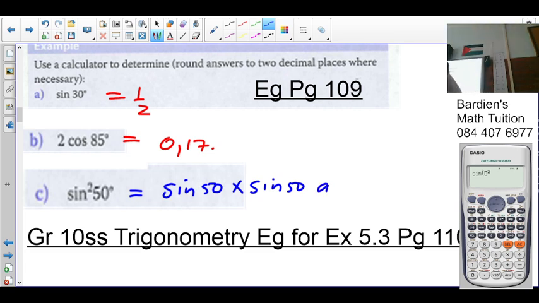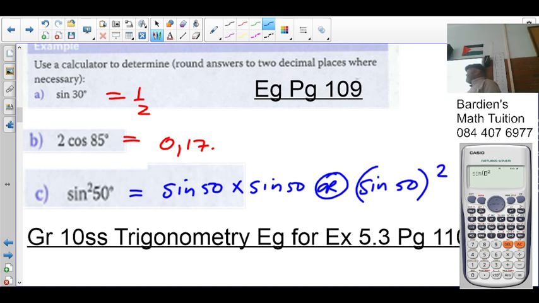Or it could have been written as sine 50 squared. Can you see that, people? It's actually sine 50 squared. So punch that in the calculator.